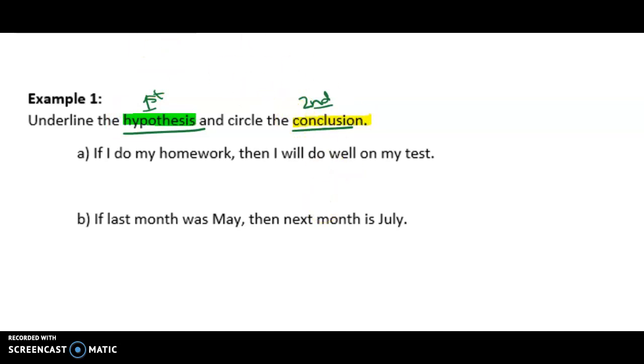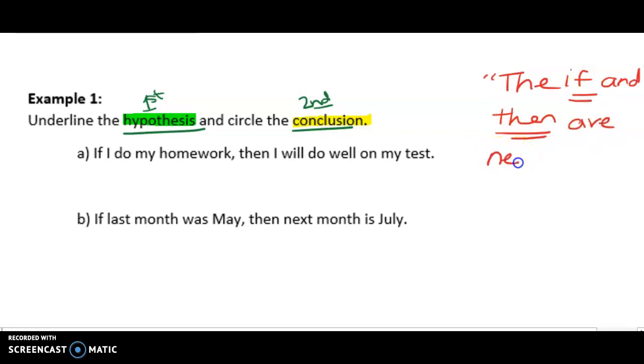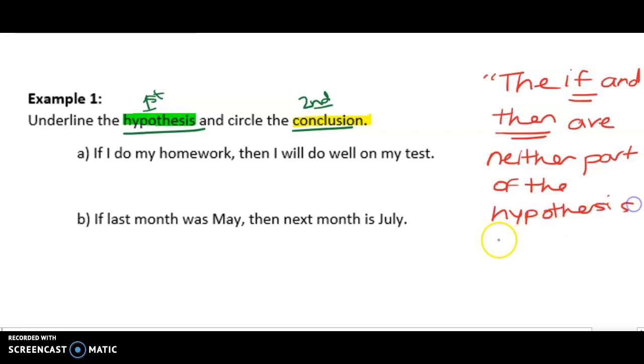Okay, now I want to make something very clear. The if and the then, so the word if and the word then, are neither part of the hypothesis or part of the conclusion. Okay, it's neither one. We don't underline or circle or highlight in this case the if or the then. That's not what it is.